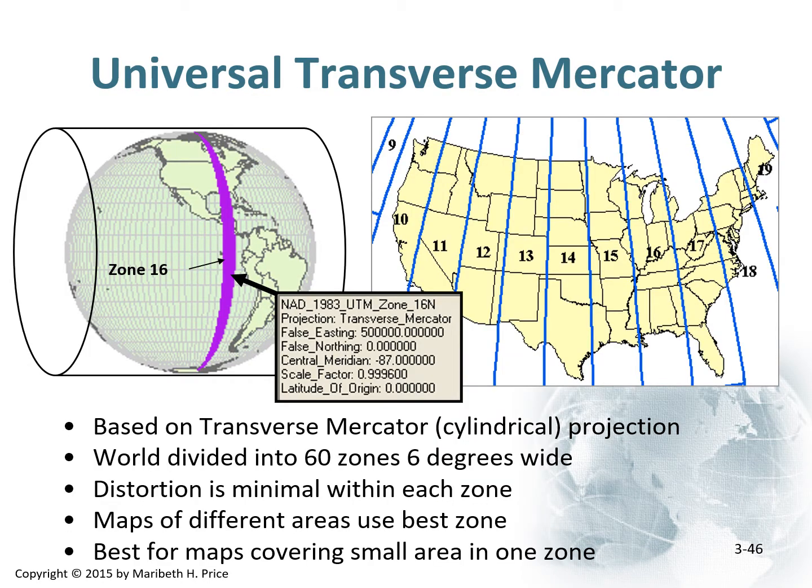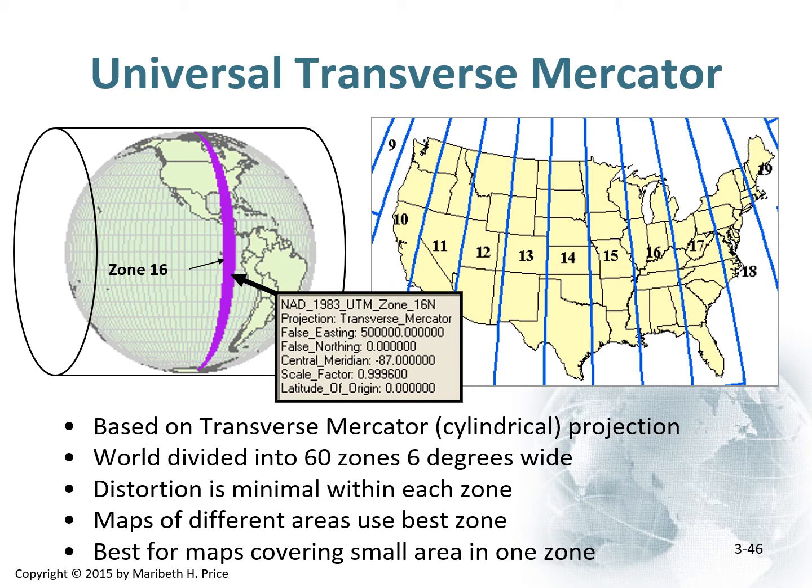The UTM system is one of the good ones. It's based on a transverse Mercator. The Mercator is a cylindrical projection, but a transverse Mercator is a sideways cylinder. That allows you to rotate that cylinder so that the tangent or secant point of contact from that cylinder moves as you rotate the cylinder.